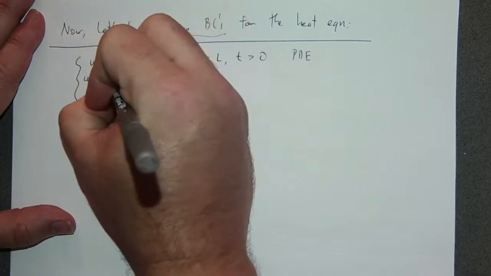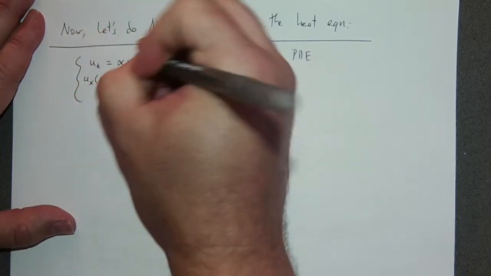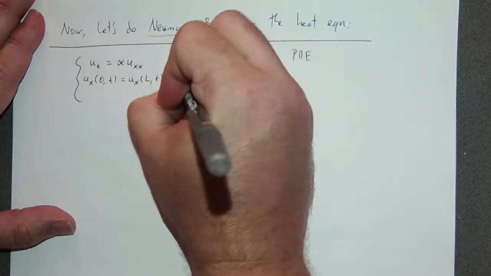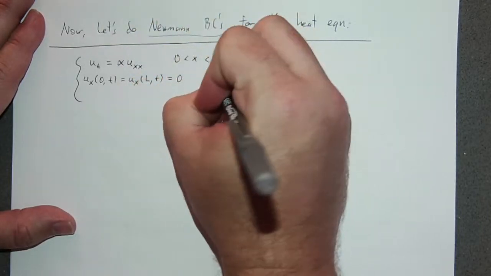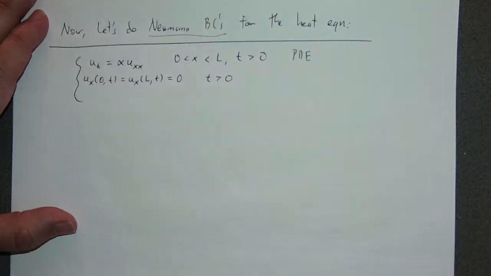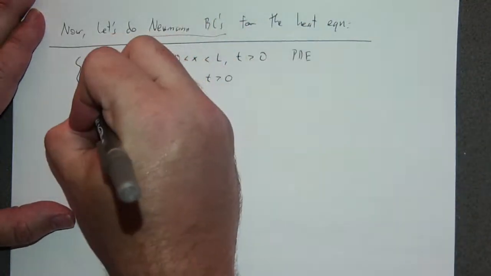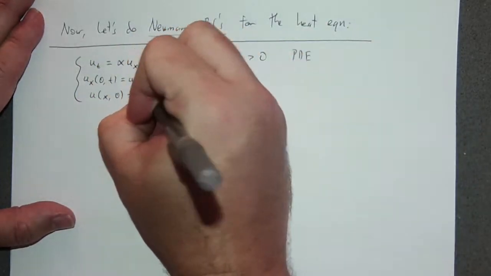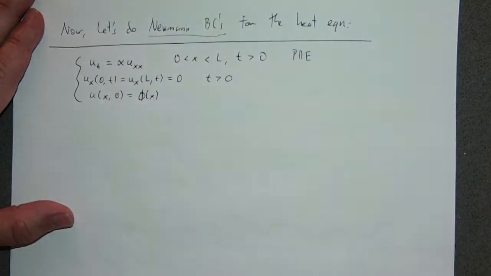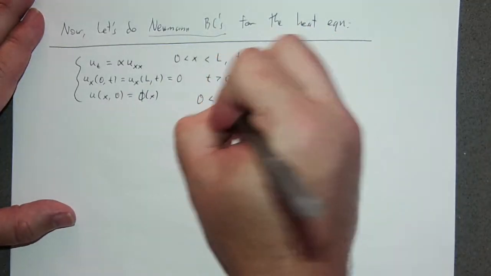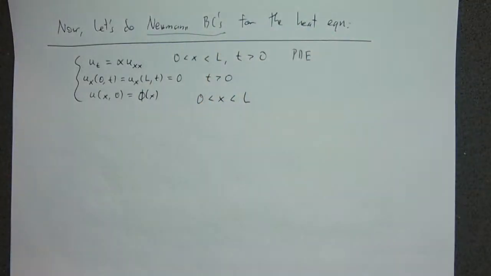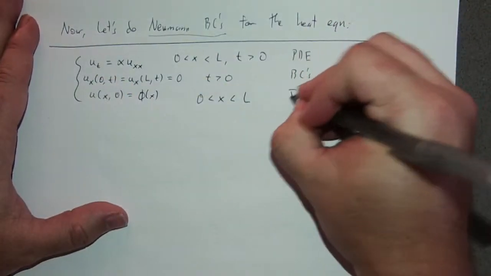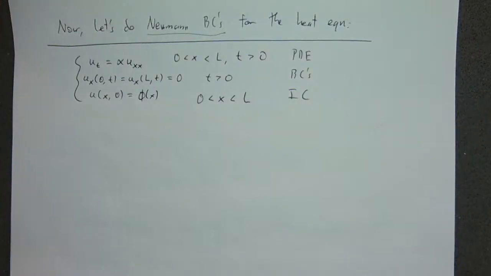So the flux at the ends is 0 for all t positive. And u of x, 0, the initial condition, is a generic phi of x on my bar. Okay, so these are the BCs, and this is the initial condition.